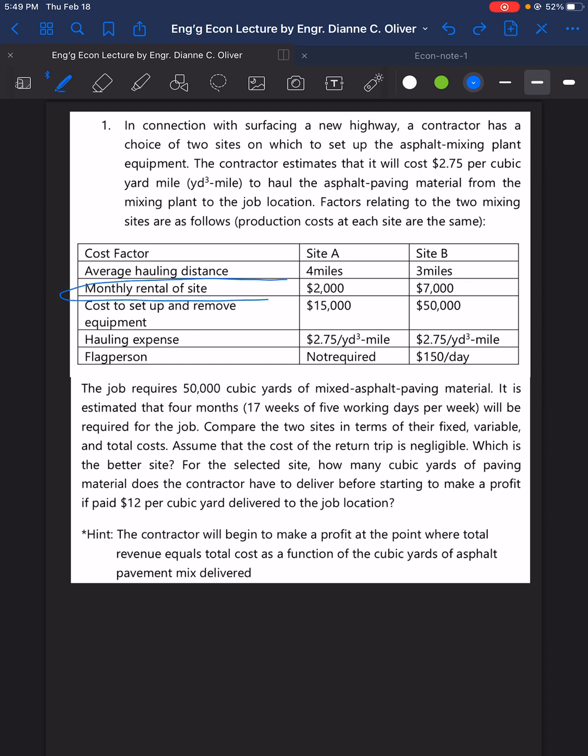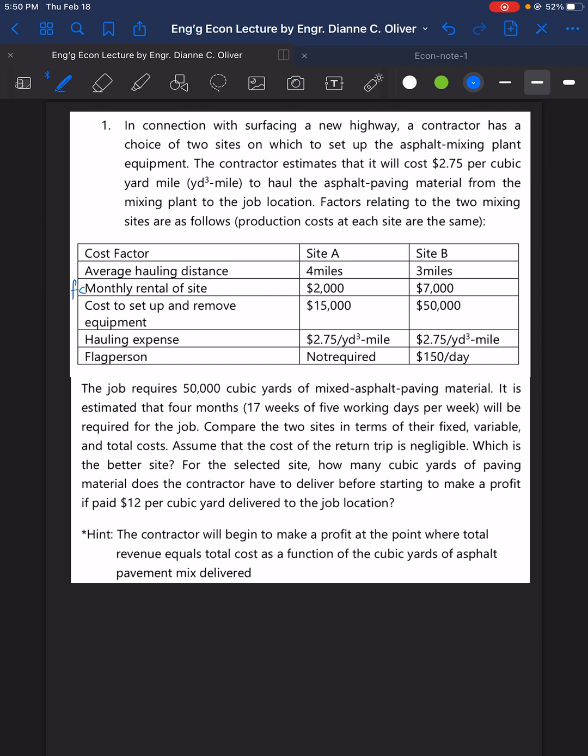The monthly rental of the site: meaning the contractor does not own site A and site B. He will rent the site for $2,000 for site A, and for site B that is $7,000. And it seems like it is fixed, because there's no condition whether it is per month or per day. So it is a fixed cost. If he sets up the asphalt mixing plant equipment there, then he will automatically pay $2,000 or $7,000 regardless of how long he will be there. So this is a fixed cost.